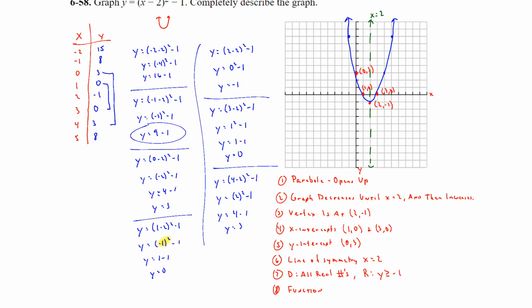And the range, though, the range doesn't go down forever. Its smallest point is going to be that minimum value at (2, -1), which is the vertex. And I guess I could have added that as part of my description, that there is a minimum point. And so the range is y values greater than or equal to -1. And the last thing I said is it is a function, so it does pass the vertical line test. For every x, there's exactly one y. So that's question 58, going through and graphing a quadratic.